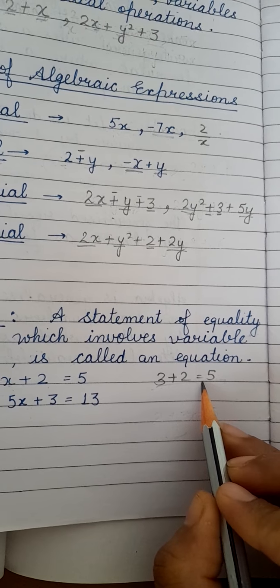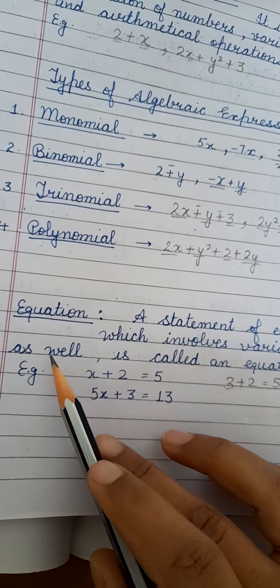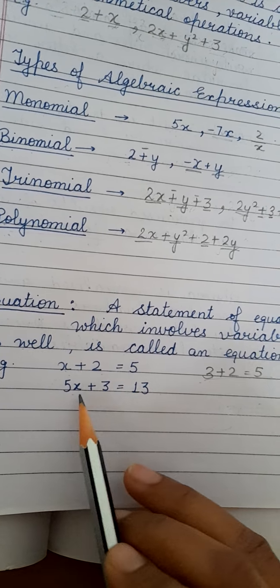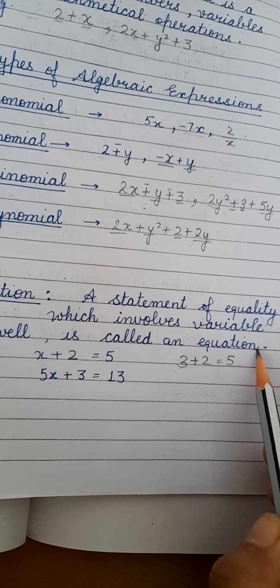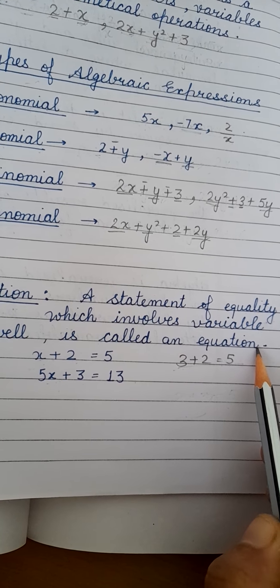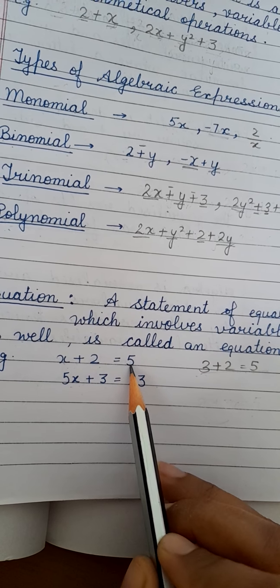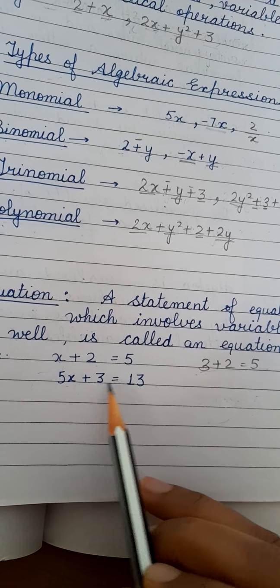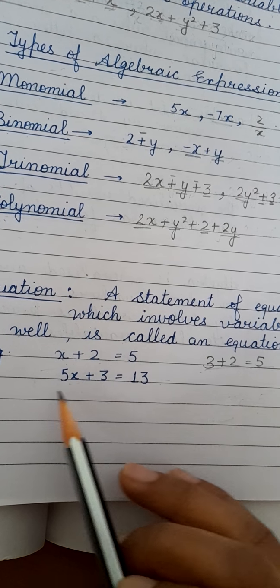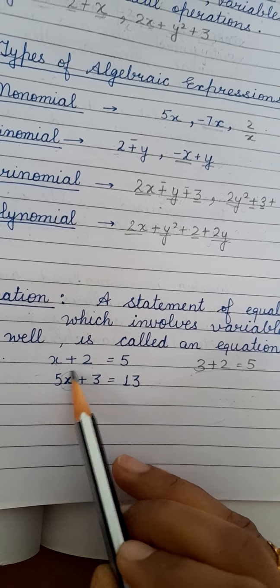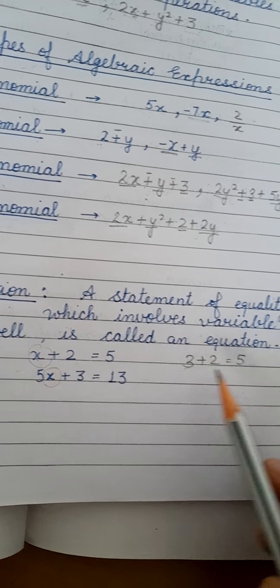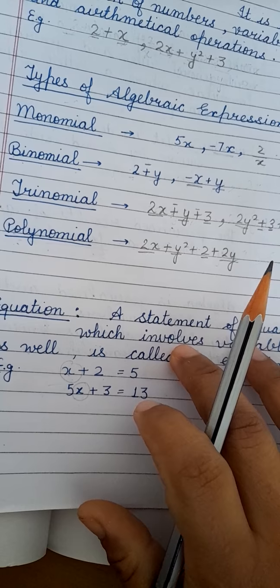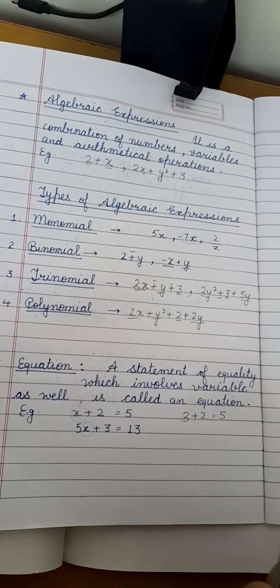If in the statement of equality we add variables also, then it is called an equation. So x plus 2 is equal to 5 is an equation. 5x plus 3 is equal to 13 is an equation. Any variable, if it is introduced in these statements of equality, then it has become an equation. I hope these things are clear to you.